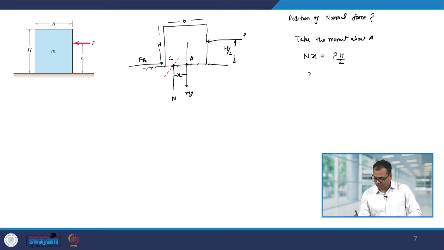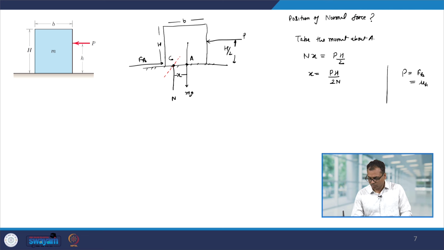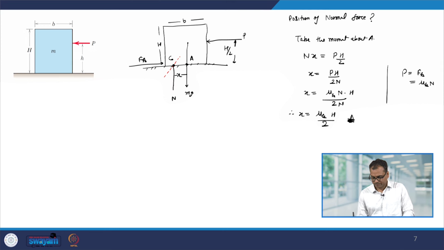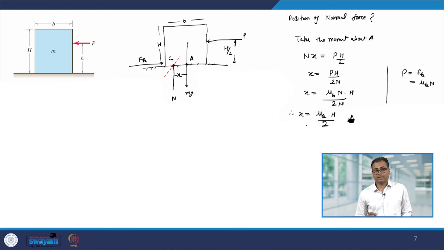The contribution from Fk will not be there and mg will also not be there because both of them are passing through point A. Therefore, we get X equal to PH divided by 2N, and again we know that P is equal to Fk because we have to balance the force along the X axis. And this will be equal to mu k into N. Therefore, X will be mu k N H over 2N. Therefore, X will be mu k H over 2. So, the N has to pass at a distance of mu k H divided by 2, and the resultant will also pass through this point.